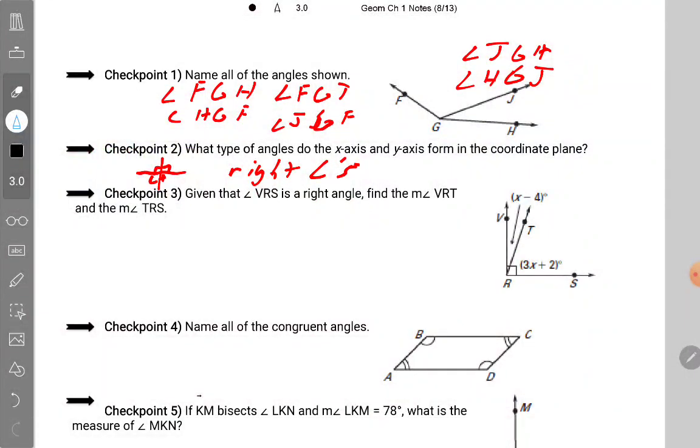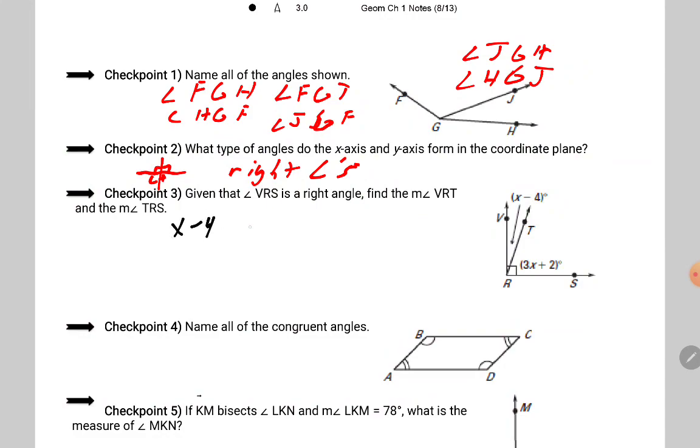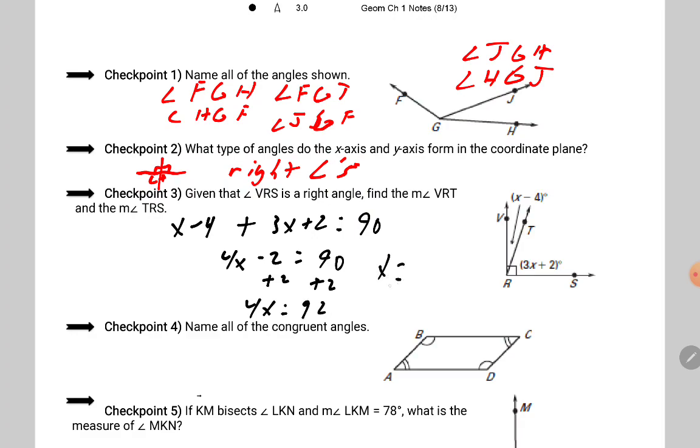Checkpoint 3. Angle VRS is a right angle. So the big angle is a right angle. Find VRT and TRS. So finding the measure here. So we know that x minus 4 plus 3x plus 2 is equal to 90. So the two small angles added together are 90 degrees. So I have 4x minus 2 equals 90. Add 2 to both sides and get 4x equals 92. So x equals 23.